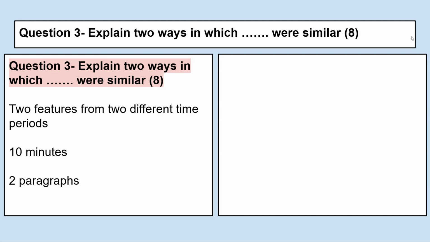We're looking at 10 minutes for writing. We're looking for 2 paragraphs as always. And what you'll be given are 2 features from 2 different time periods. So it could be a feature, for example, from the Renaissance period, and then it could be another feature from, say, the modern day, 1900 to the present day. And you'll be asked to give 2 ways that they are similar.